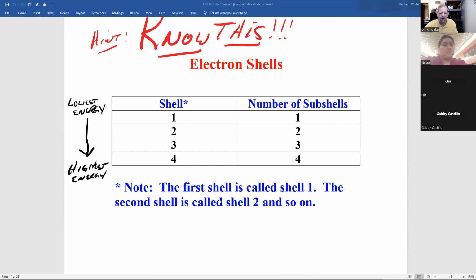Now, shell 1 has one subshell. Shell 2 has two subshells. Shell 3, this is really complex. Shell 4 has 4. Now, in the past, you would have to memorize this. Good news, everybody.